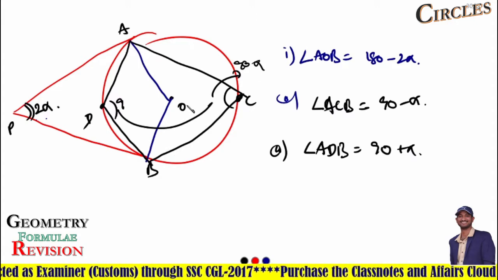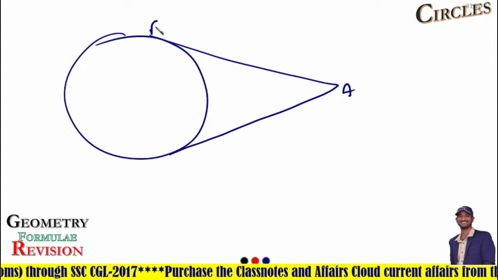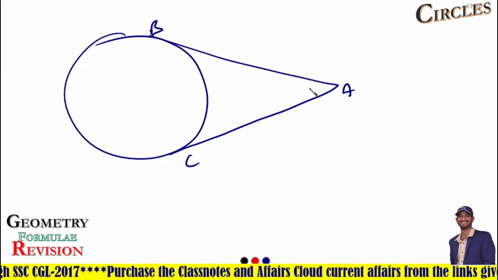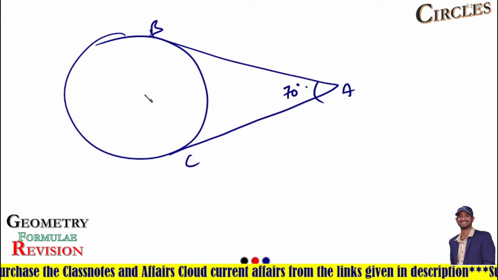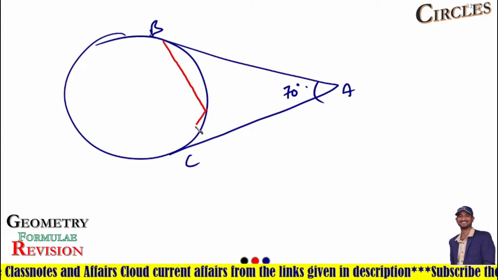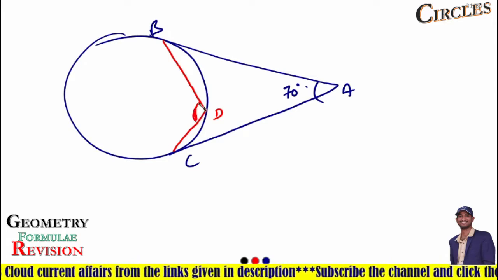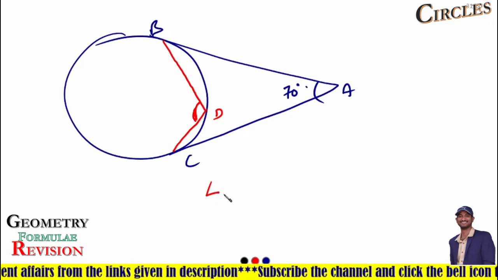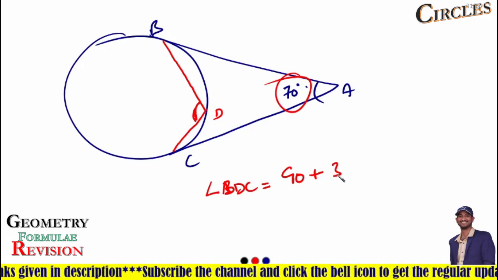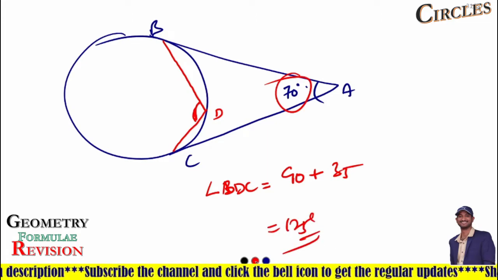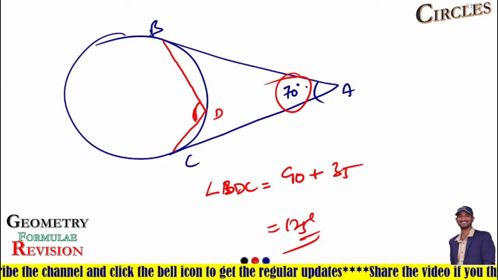Whenever in the exam there is a figure like this, AB and AC are two tangents drawn from the external point, and the angle between these two tangents is 70 degrees, and here a point D is given. Now tell me what about this angle? It is a point in the minor arc. So what is angle BDC? It is equal to 90 plus alpha. What is alpha? 70 by 2 is 35. So 125 degrees. Within seconds you can easily solve it. That's it. Next important model.